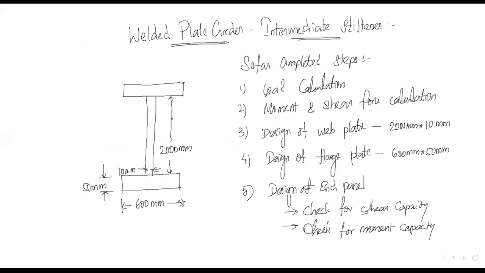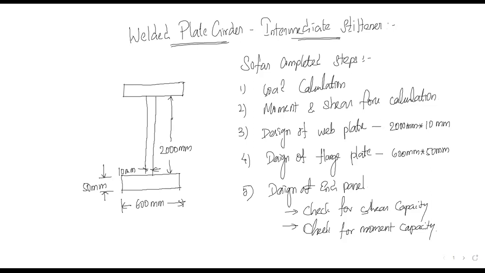Today we are going to discuss the continuation of that problem related to welded plate girder design along with the intermediate stiffeners. So far we have completed the steps of load calculation, moment and shear force calculation. With respect to shear, we have designed the web plate, and with respect to moment, we have designed the flange plate. We got the web plate of size 2000 mm by 10 mm, and we checked whether it is satisfactory in shear and moment. For the flange plate, we got the size of 600 mm by 50 mm, and we checked that it is safe in shear and bending moment. So it is safe.